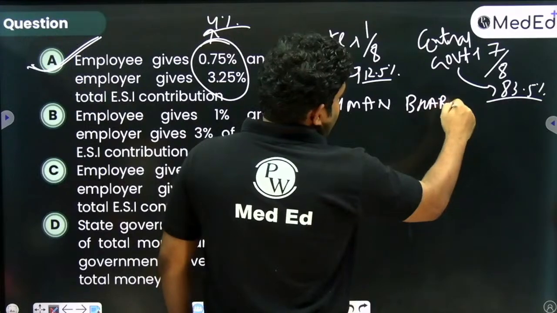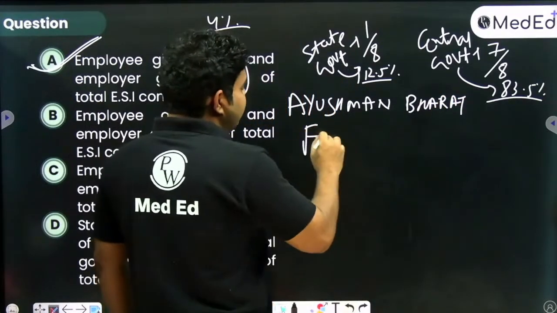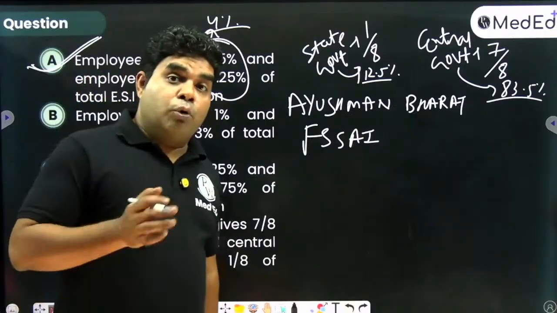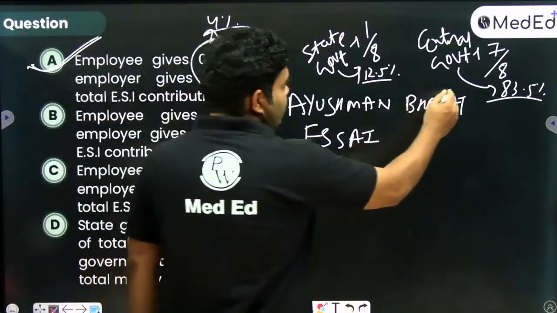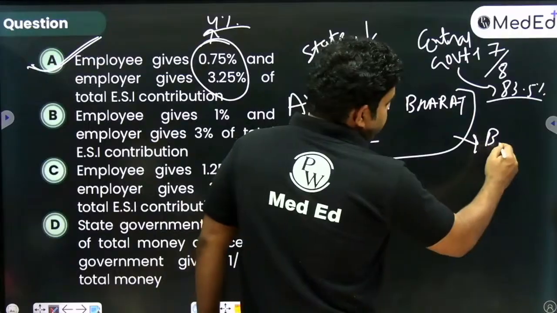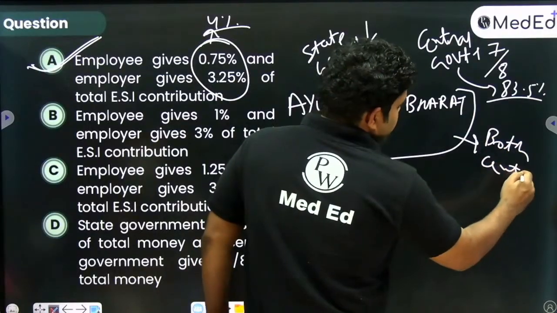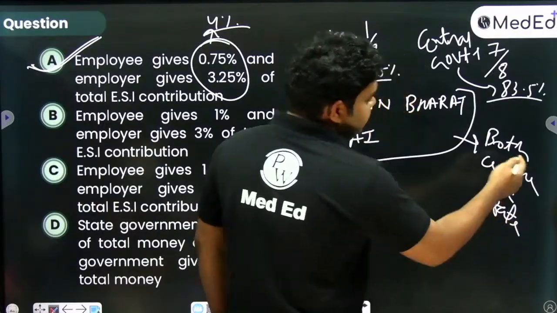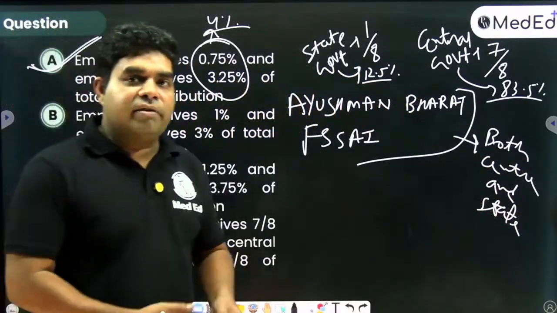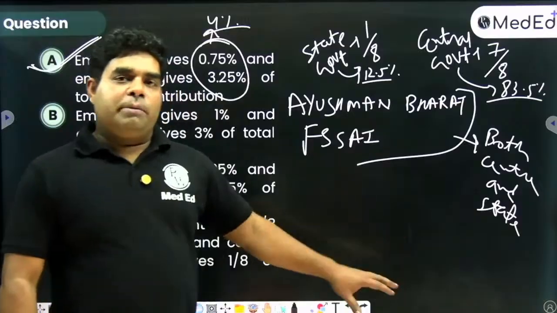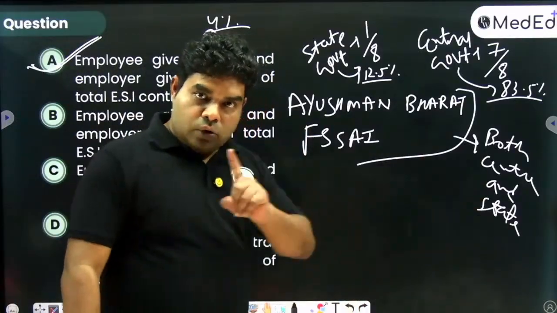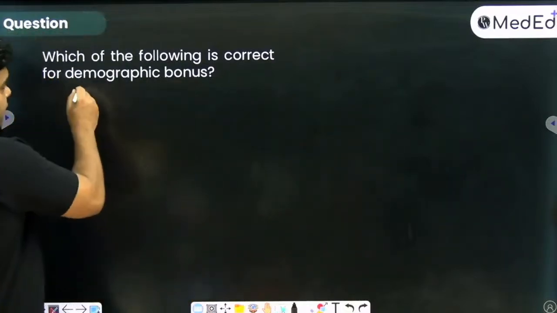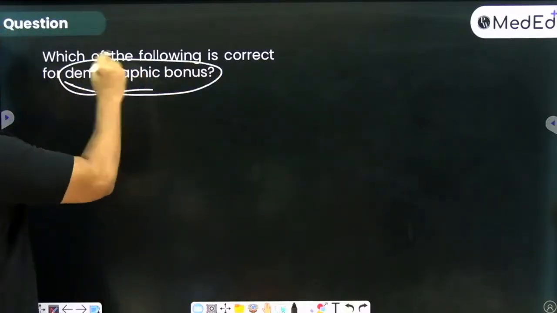Similarly, if you look at the Food Safety Standard Authority of India, food safety also comes under both center and state. So Ayushman Bharat and FSSAI are both center and state, not just center or state. In Ayushman Bharat, center gives around 60 to 70% of the fund, and state government gives around 30 to 40%, but they are funded by both. Just like ESI. Now, which is correct for demographic bonus?